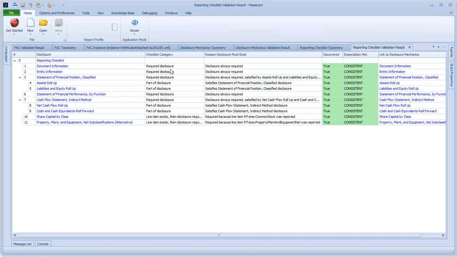And there are rules that indicate when these are supposed to be in the report. So this document information is always required. It found it, so it's consistent with expectation. Entity information, the same thing. It's always required. Okay, so this is a balance sheet. This is saying that this is always required. It's satisfied because it found the assets roll up and the liabilities and equity roll up. So here are those two pieces.